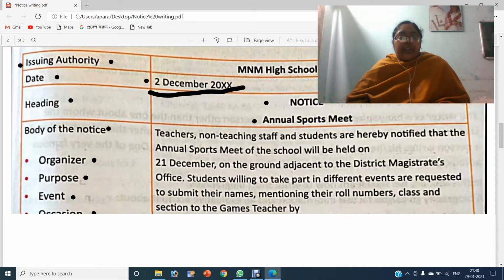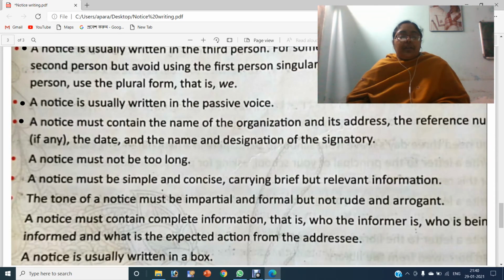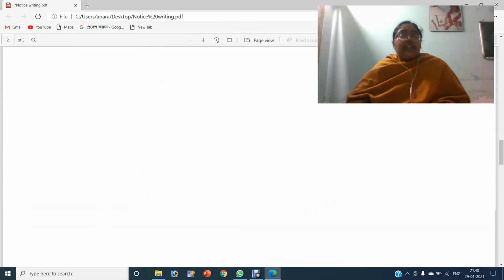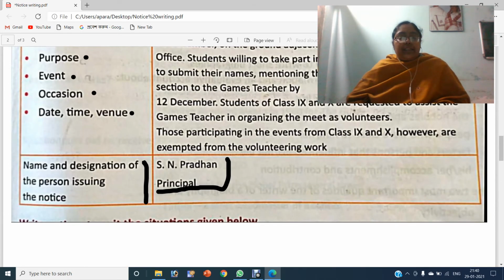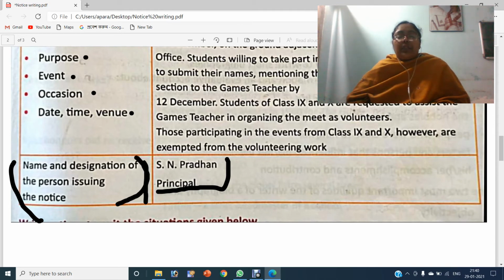Now coming down again. What do we find here? The name and the designation of the signatory. This comes at the end of the notice. Just see here the designation and the name of the person issuing the notice. So hope you all have understood. No problem here. Okay. S.N. Pradhan, principal. He is issuing the notice for his students.